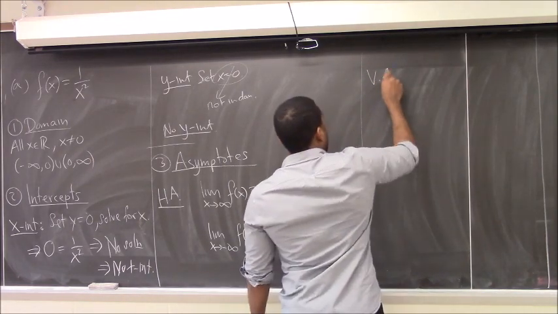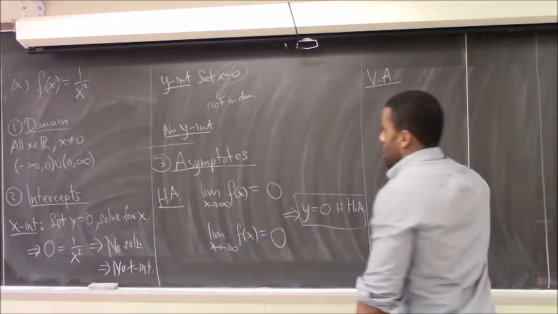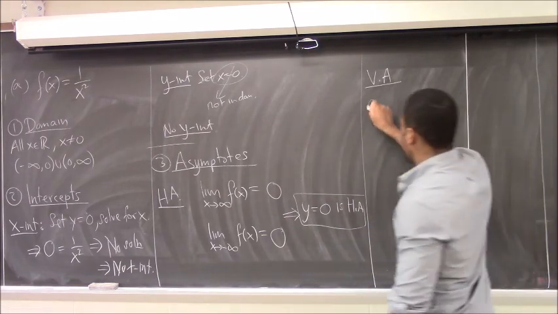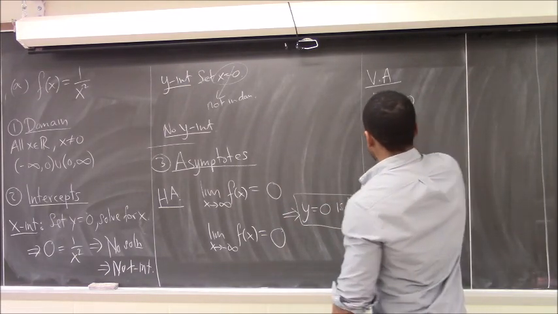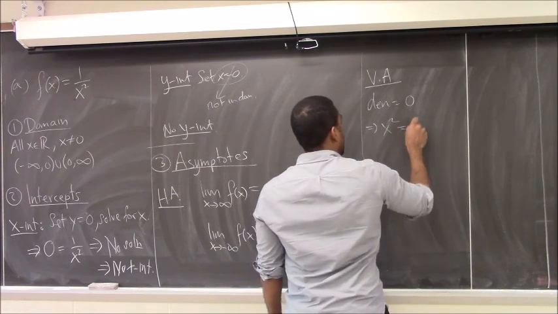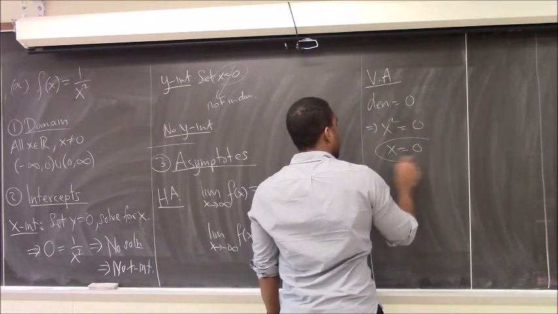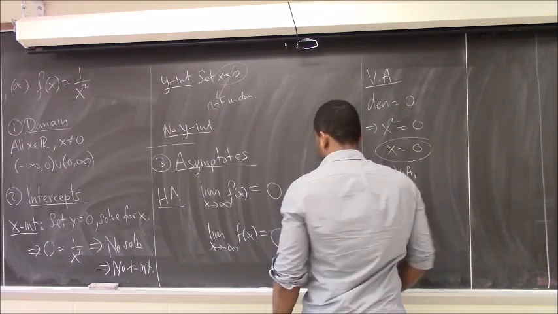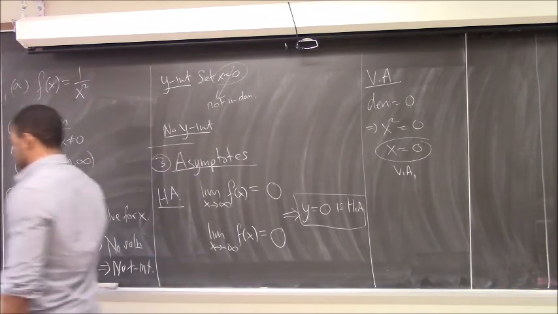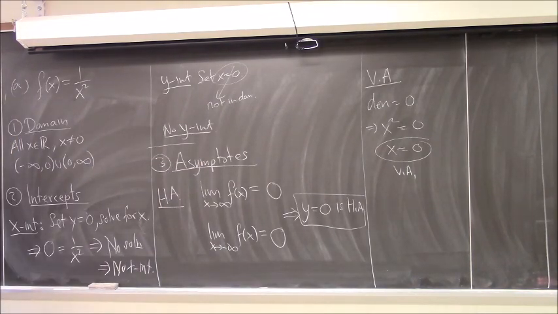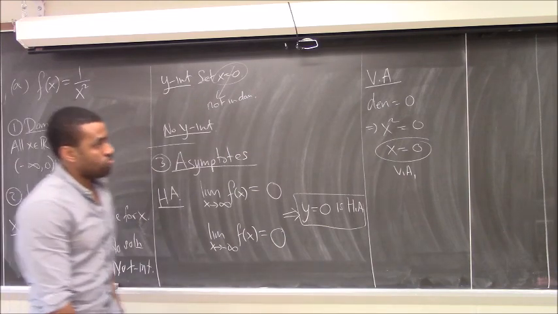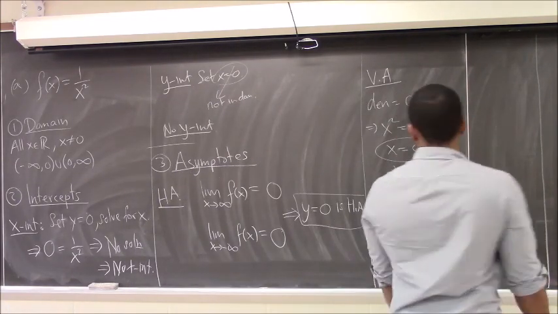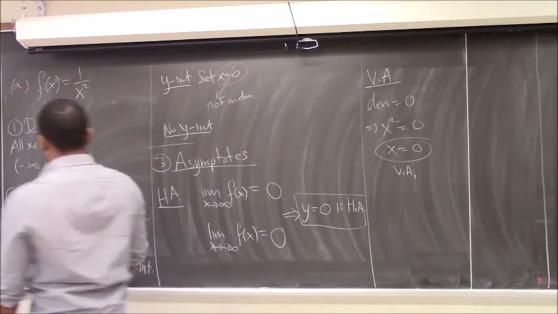For vertical asymptotes, again this is given as a fraction, so we pretty much set the denominator equal to 0. This means x squared equals 0, so x equals 0 is your vertical asymptote. So we found the asymptotes. I have a horizontal asymptote, I have a vertical asymptote. Which brings us to step 4.